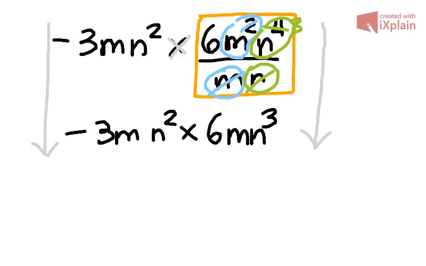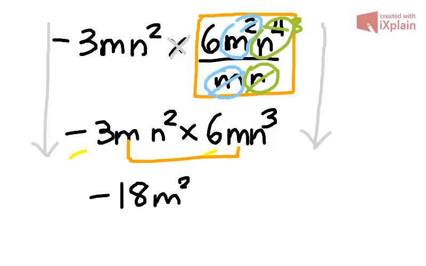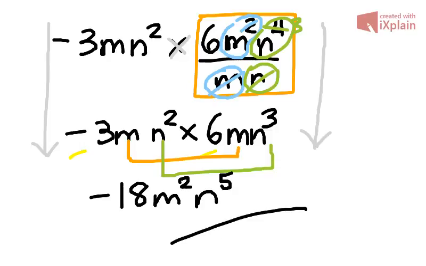So negative here times positive will still be negative. 3 times 6, 18. Now we do m times m, which will be m squared. And then we have to do n squared times n cubed, and that's going to give us n to the power of 5. So exactly the same answer as we had in the other workings.